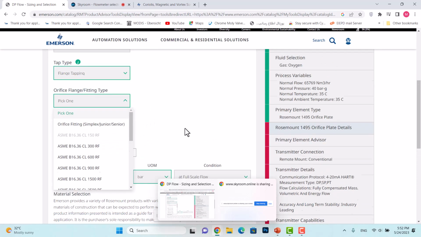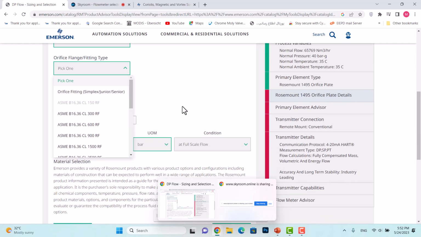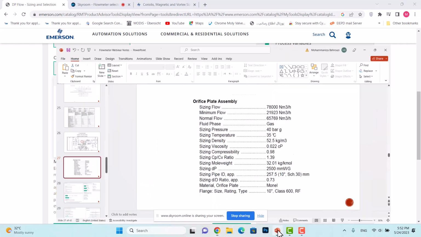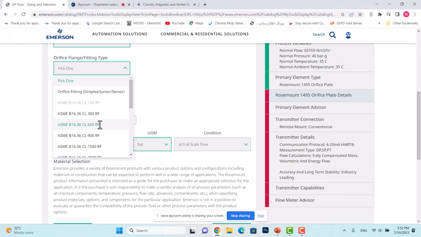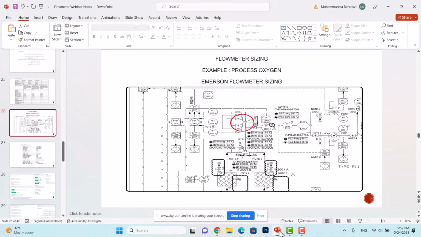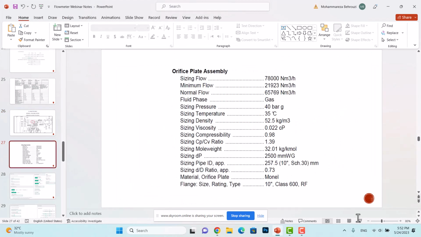And orifice flange and fitting type. And now we should select the class, the temperature and pressure rating of the pipe. If you look at this piping ID, here it is 600. The class of the pipe is 600, so we simply select this one. And by the way, I think it is stated in the data sheet here. Here the class of the pipe is 600.